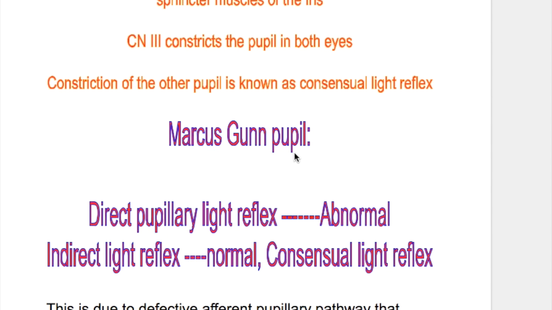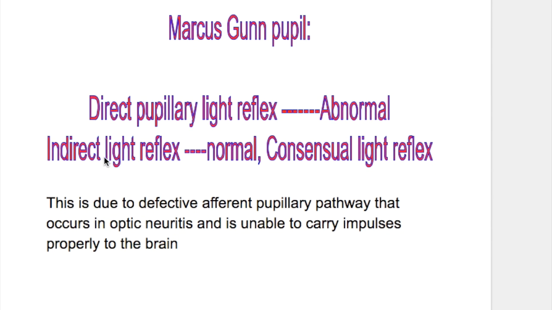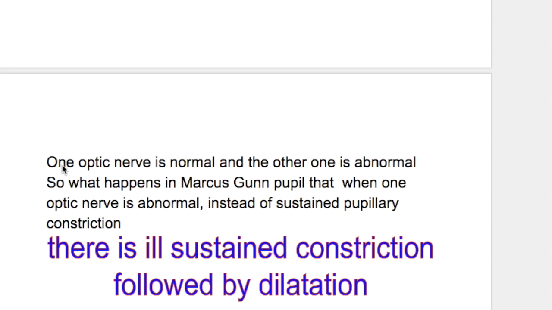So what's Gunn Pupil? In Gunn Pupil, direct pupillary light reflex is abnormal and indirect pupillary light reflex, or the consensual light reflex, is normal. That is, when the light is thrown on the pupil, the direct pupillary reflex, that is pupillary constriction, is abnormal, but when thrown on the other eye, this pupil will constrict. In Gunn Pupil, one optic nerve is normal and the other one is abnormal.